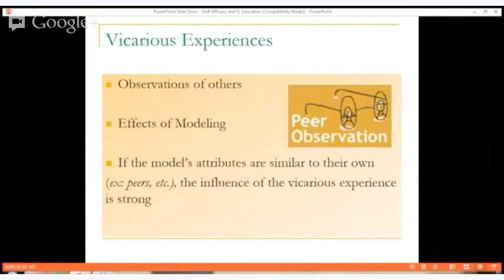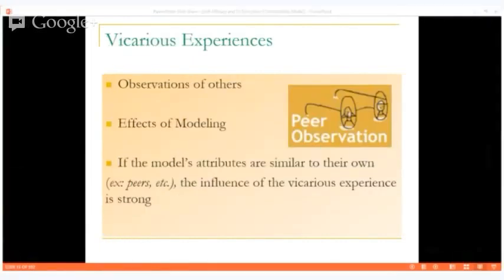Vicarious experiences are another source. Observations of others, particularly peers, people that you deem as peers, play a very critical role. You might look at a peer, see him or her perform a particular task, and then you say, hey, I can do that too. And modeling, therefore, plays a really large role in self-efficacy.